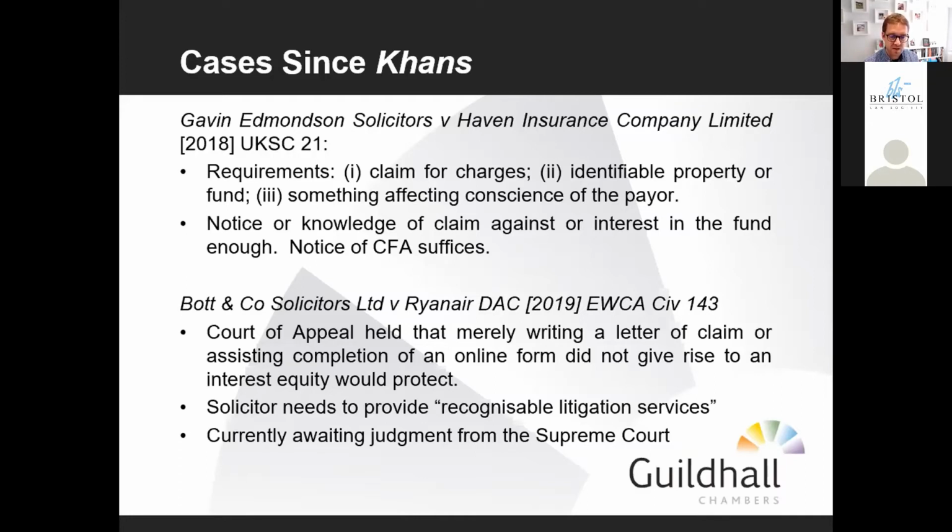It's a fairly narrow distinction, and perhaps because of that, Bott have successfully obtained permission to appeal from the Supreme Court. But as the law presently stands, you're at risk if you're in an Edmondson-style situation where there's a formal intimation of a claim with notice of a CFA, but you may be okay if there is simply some sort of fairly formulaic process followed that does not necessarily follow in litigation.